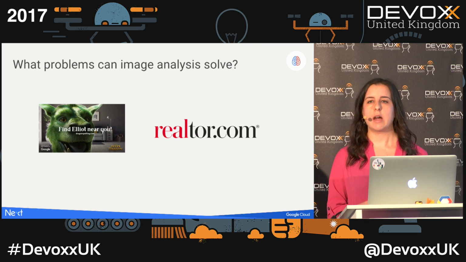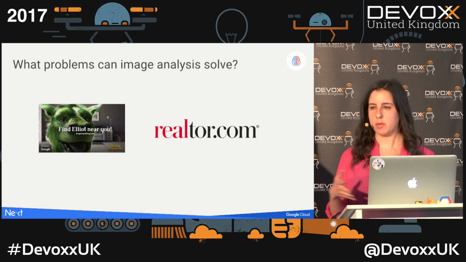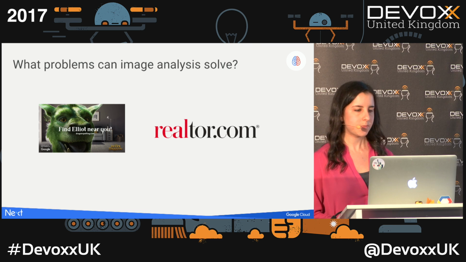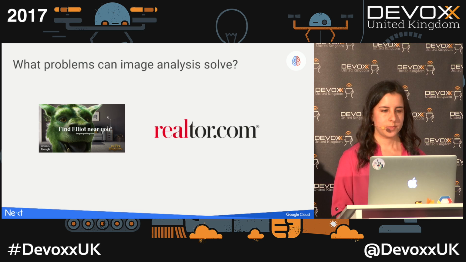So when people were going out and looking for houses to buy, they could take a picture of the sign and it would bring up the relevant listing in the application. So just some examples of how it's being used in production.